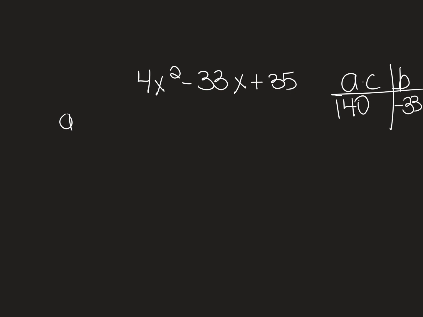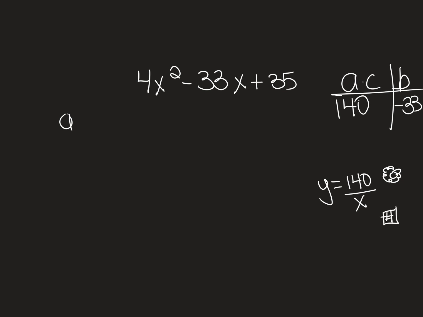So I'm looking for two factors of 140 that when I add them together give me negative 33. If you do not know the factors of 140, plug them into Desmos. Remember, it's just y equals 140 over x. Then in the upper right hand corner, click on the gear button. Sorry, that's the best gear that I can do. And then select the table icon.